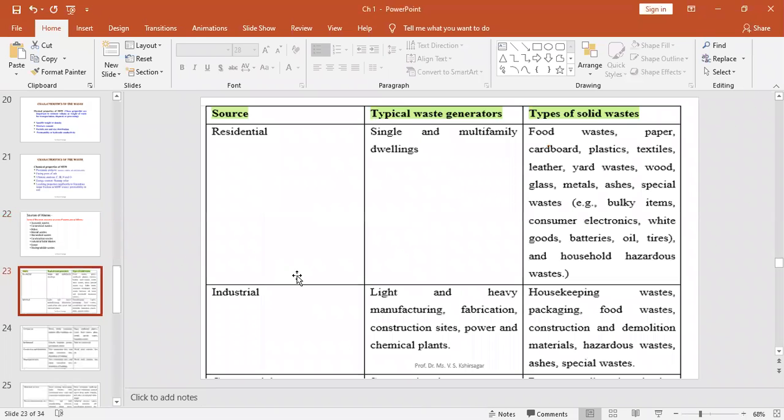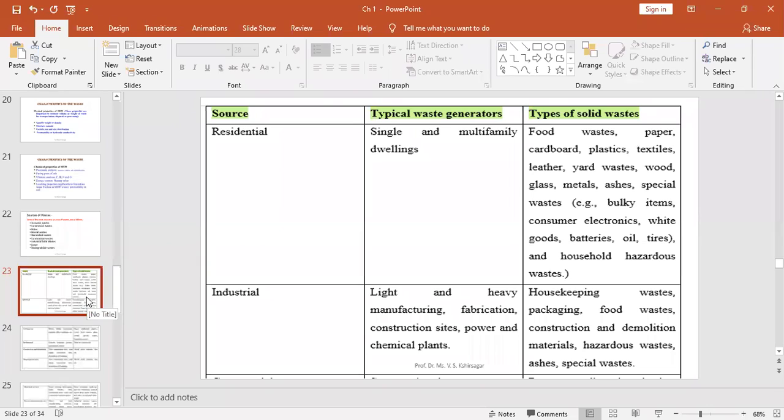Okay. As per sources, what is the typical generation, and what are the typical solid wastes under each source, I think I have discussed with you. Under residential: food waste, paper waste, cardboard, textiles. It will have heterogeneous characteristics. Household waste, electronic waste, non-electronic waste, waste paper, vegetable waste, food waste, everything will come under residential waste.